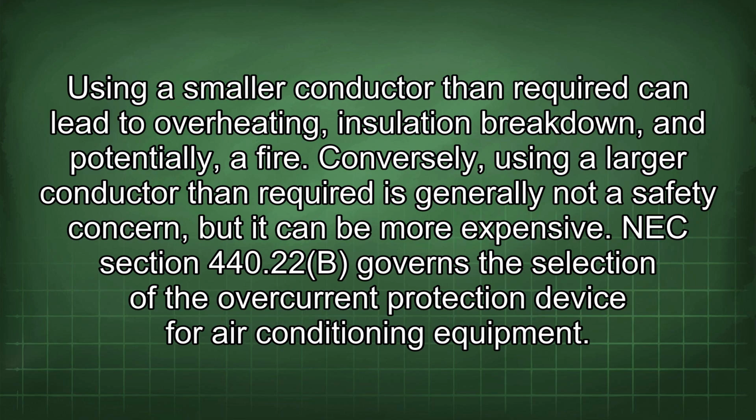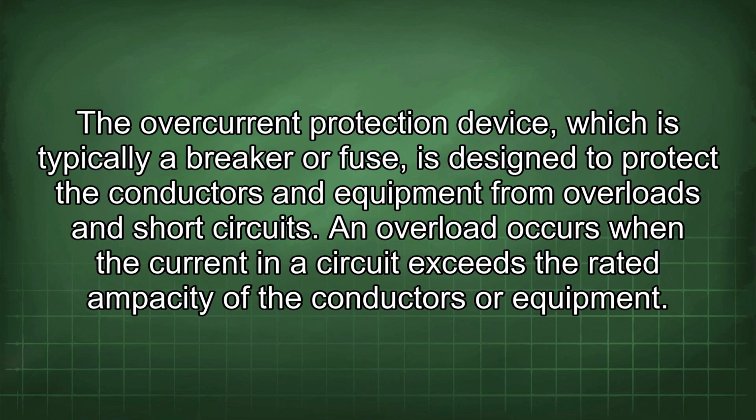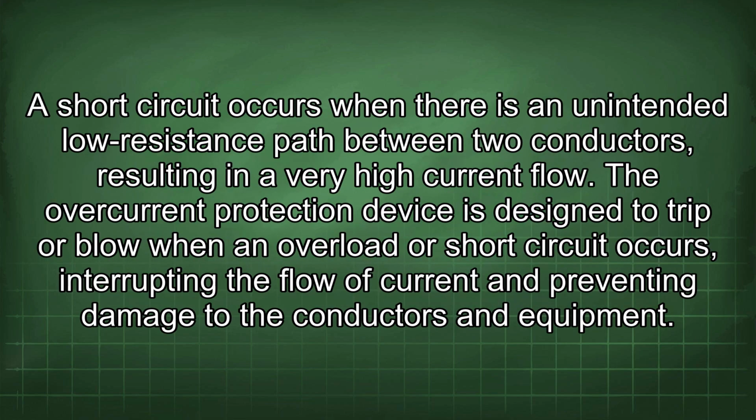NEC Section 440.22(B) governs the selection of the overcurrent protection device for air conditioning equipment. The overcurrent protection device, which is typically a breaker or fuse, is designed to protect the conductors and equipment from overloads and short circuits. An overload occurs when the current in a circuit exceeds the rated ampacity of the conductors or equipment. A short circuit occurs when there is an unintended low resistance path between two conductors, resulting in a very high current flow. The overcurrent protection device is designed to trip or blow when an overload or short circuit occurs, interrupting the flow of current and preventing damage to the conductors and equipment.